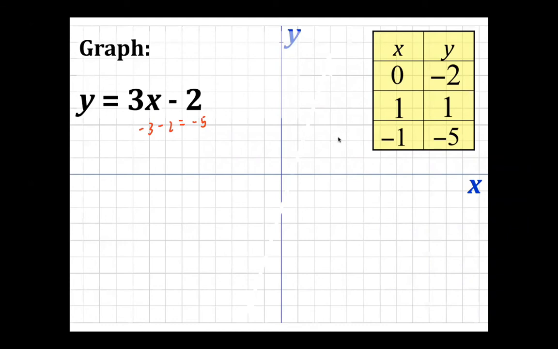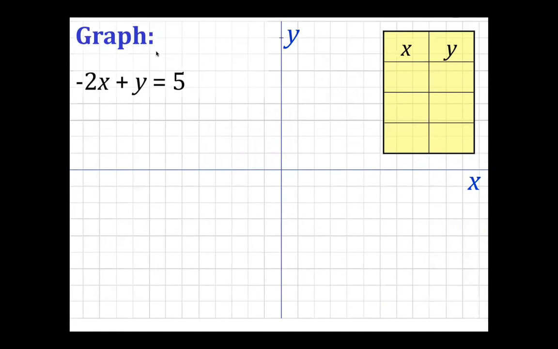Now you can go ahead and plot them. So I'll go ahead and first plot (0, -2), then (1, 1), and then (-1, -5). Now that you have all your ordered pairs plotted, go ahead and draw a line through them. And that's how your graph is going to look.